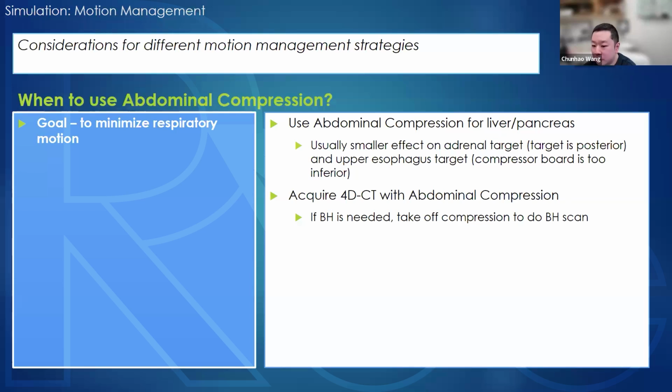And again, when we are using abdominal compression, we still have to acquire a 4D CT to evaluate the respiratory motion, right? So if in the motion assessment we determine that breath hold is needed, and we cannot do breath hold with abdominal compression itself, we can always take off the abdominal compression to do the breath hold scan. Again, we never do the breath hold with abdominal compression altogether.